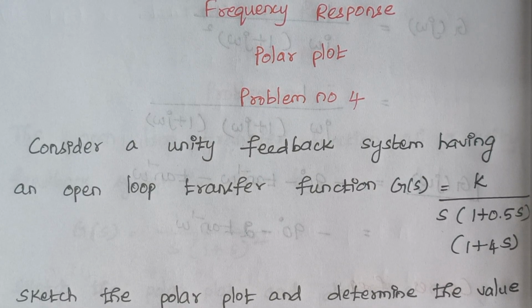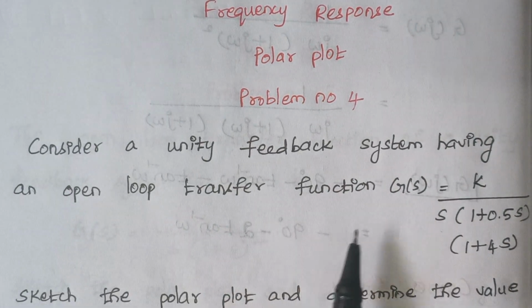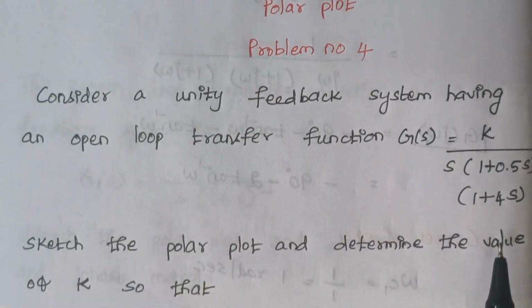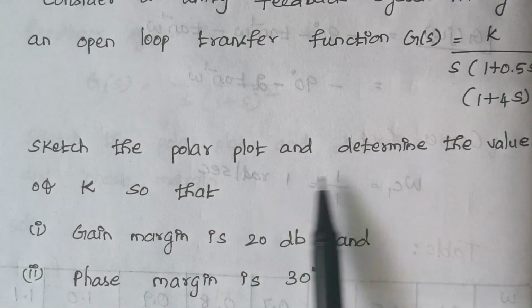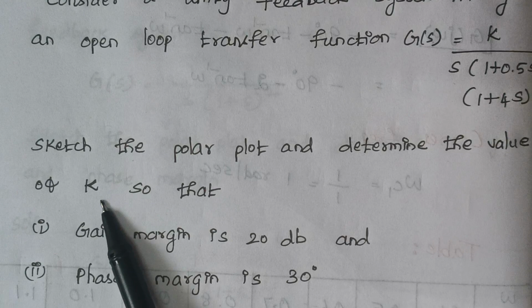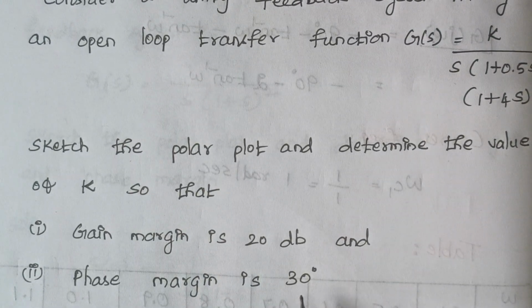Today we are going to solve problem number 4 under the topic polar plot. The problem is: consider a unity feedback system having an open loop transfer function. The function is given here, and the next thing is to sketch the polar plot and determine the value of k so that gain margin is 20 dB and phase margin is 30 degree.